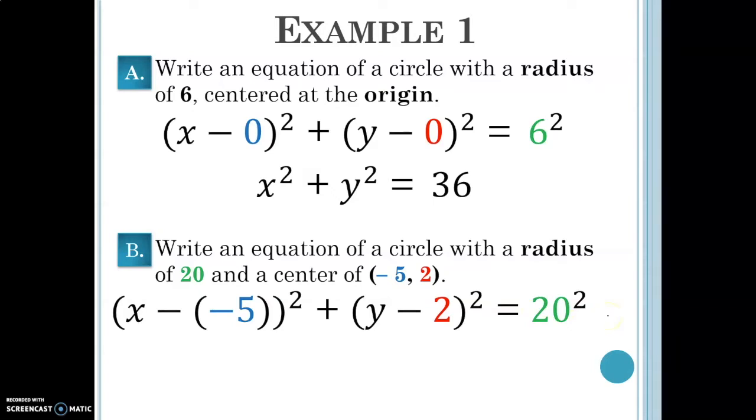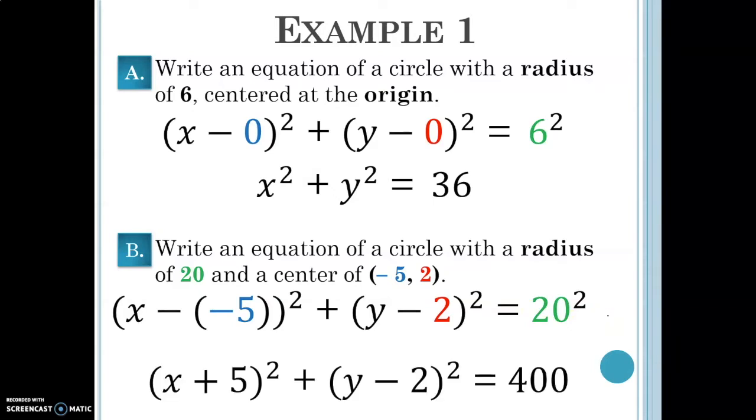Again, how do you simplify this? You're not going to use the FOIL method or any special products or anything like that. All you do is write it out in this form. You write x plus 5 squared plus y minus 2 squared is equal to 400. Make sure you simplify your r squared portion. Make that 400. But do not try to FOIL this out. Leave it just like that, because this gives us the center of the circle.